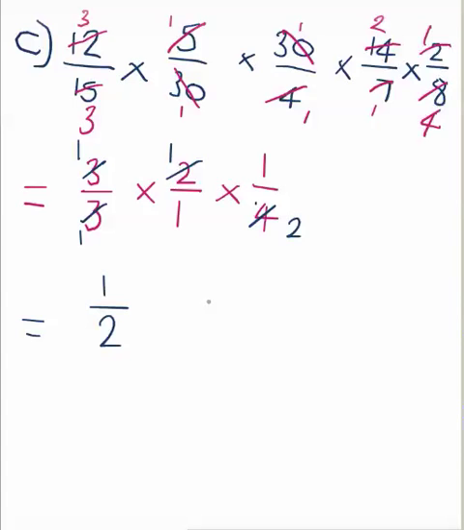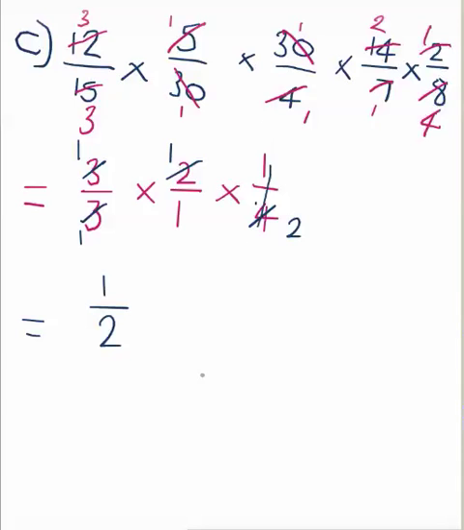So please do not go 12 times 5 times 30 times 14 times 2 and then multiply your bottom numbers, because you end up with large numbers and it's really hard to simplify them. And plus, as your teacher, I want to see your simplifying skills to show me you understand how to simplify fractions, which is simply anything from the top and anything from the bottom.